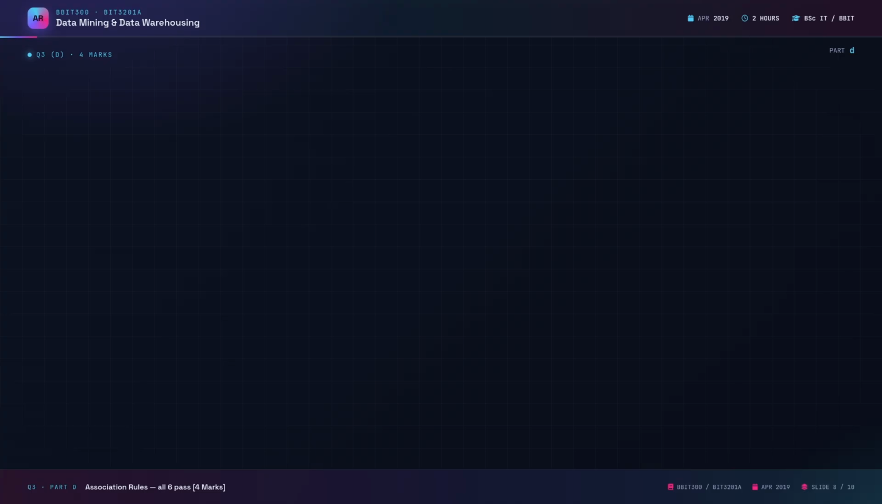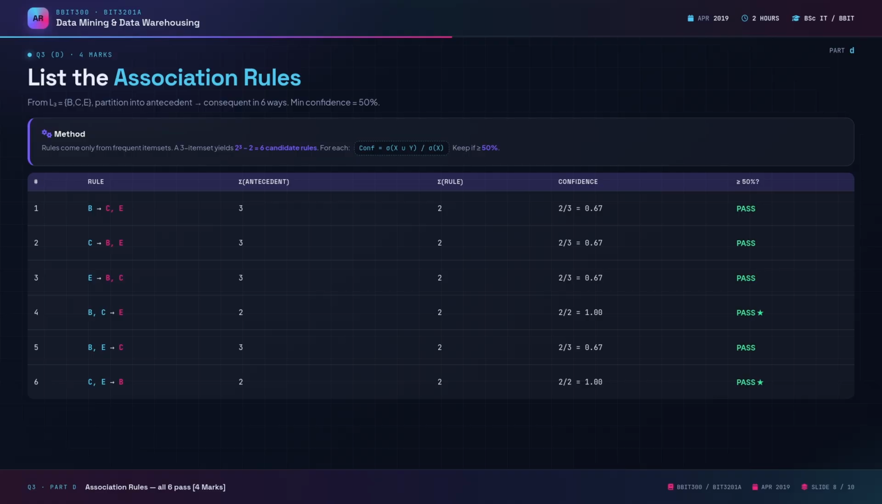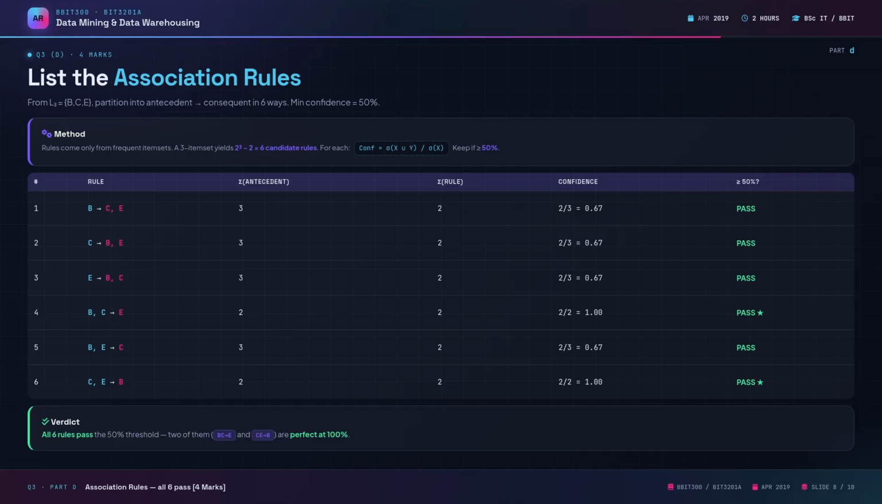Here they are. Rule 1, B implies C and E: support of BCE is 2, support of B is 3, so confidence is 2/3, about 67%, pass. Rule 2, C implies B and E, 2/3 again, pass. Rule 3, E implies B and C, also 2/3, pass. Rule 4, B and C together imply E, 2/2 is 100%, pass. Rule 5, B and E together imply C, 2/3, pass. Rule 6, C and E together imply B, 2/2 is 100%, pass. All 6 rules clear the 50% bar, so all 6 are extracted. That is the complete answer for Part D.